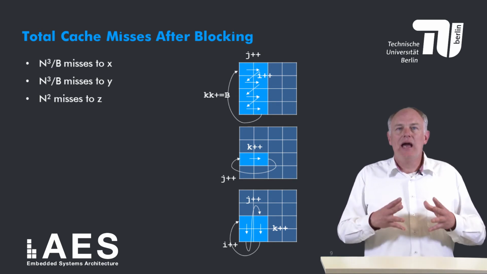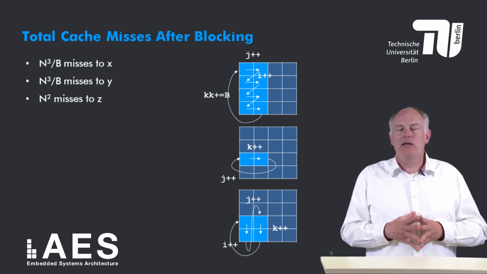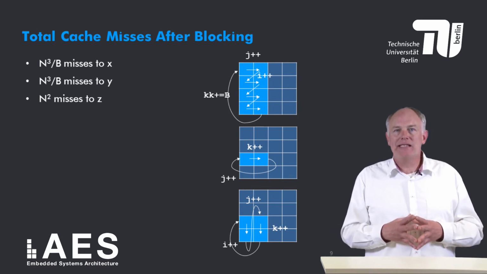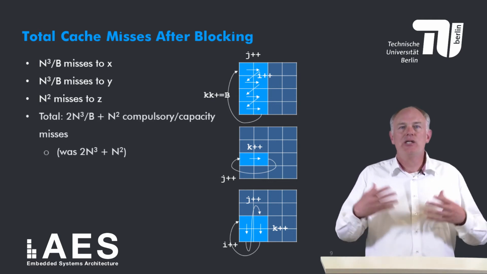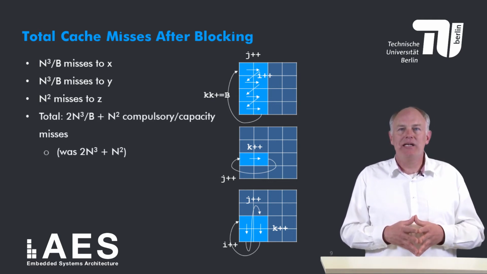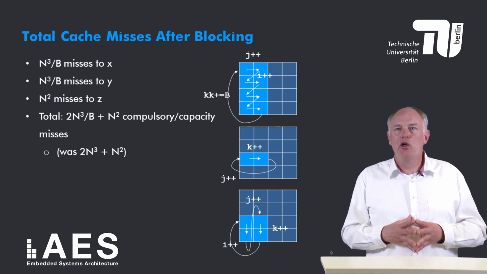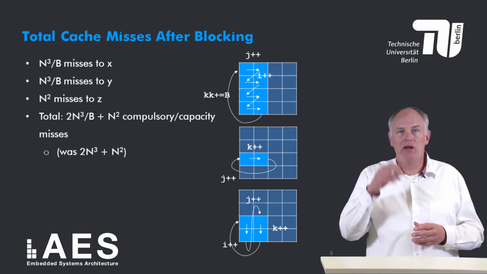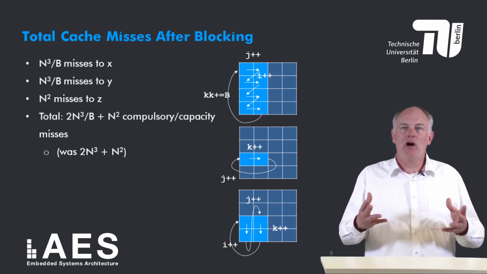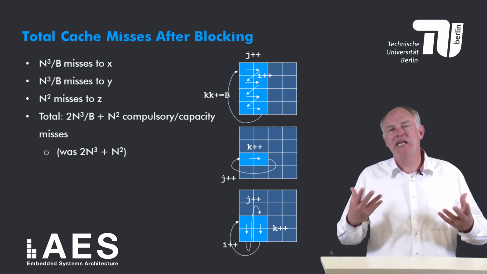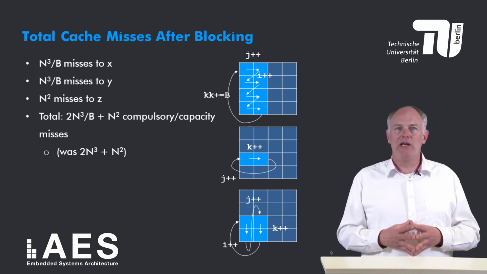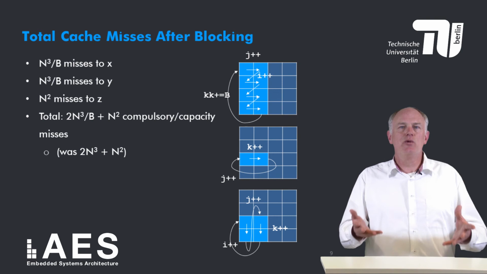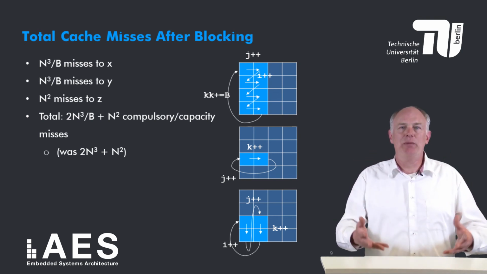To summarize, n cubed over b accesses to X will miss, n cubed accesses to Y will miss, and there will be n squared cache misses to Z. So in total, blocked matrix multiplication incurs 2n cubed over b plus n squared compulsory and capacity misses. Unblocked matrix multiplication, on the other hand, incurs 2n cubed plus n squared cache misses. For large n, the first term in both expressions dominates. So effectively, we reduce the number of cache misses by a factor of b.